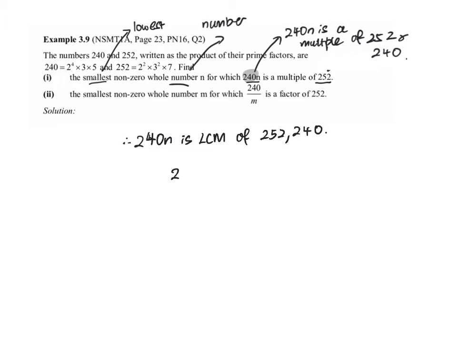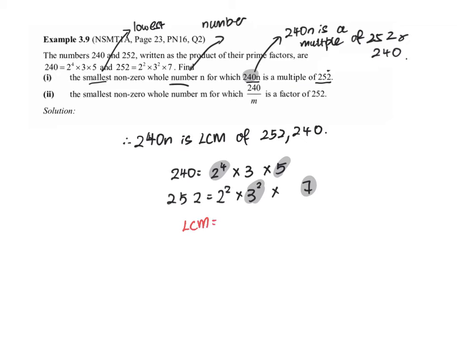So if you look at 240, 240 is 2 to the power of 4 times 3 times 5. 252 equals 2 power 2 times 3 power 2 times 7. Now if we consider the powers between the two, this is 2 power 4. Remember, we take all the primes and we take the highest powers. So this will give us the LCM to be 2 power 4 times 3 power 2 times 5 times 7. And remember, this is our 240n.